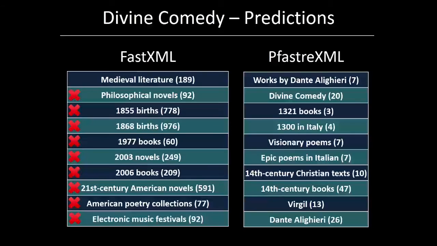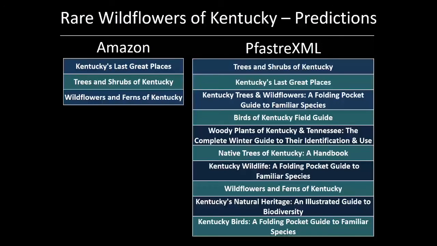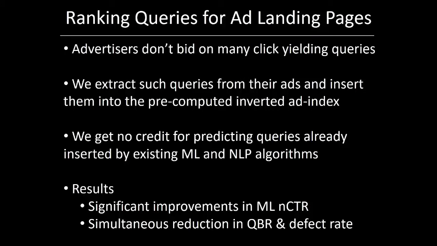I wanted to show you some qualitative examples of what prediction on Wikipedia looks like. I'll just mention that faster XML will get rare tags like 1321 books, epic poems in Italian, etc. Skip over all of this. Just mention that Bing, again, so I'm completely out of time.